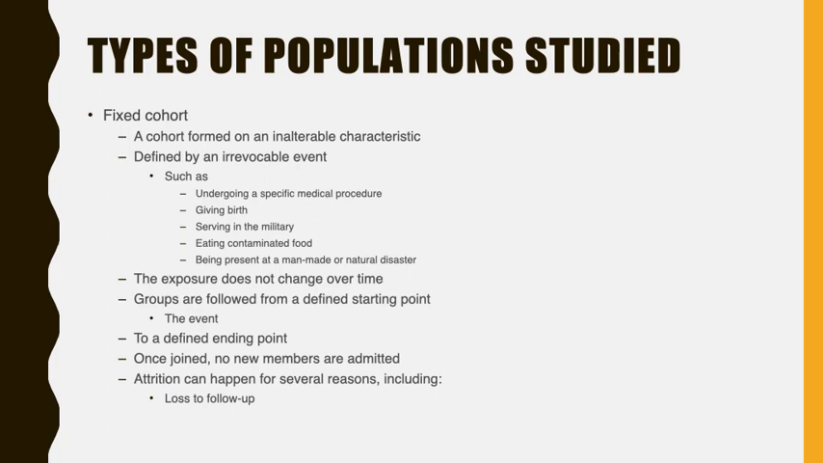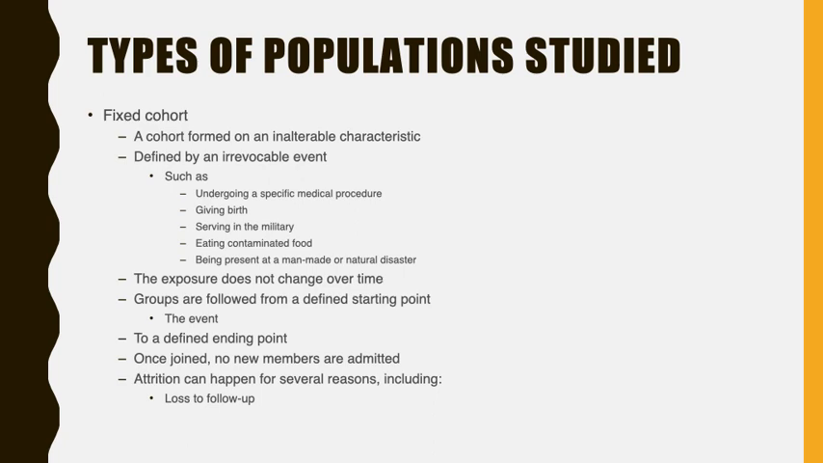And so we follow them from this predefined starting point, starting with the exposure, and we follow them over time to find out what happens. We usually identify how long we're going to follow them, and it depends on what it is they're exposed to. So for instance, mesothelioma can take many years to form. It could be 10, 20, 30 years after exposure before a person develops mesothelioma. So we would know that we would be following them for a very long time.